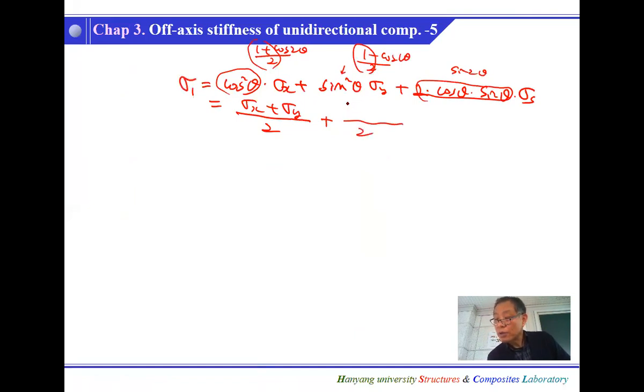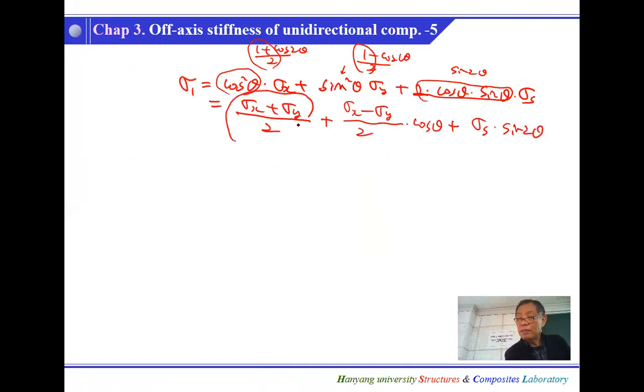So sigma x minus sigma y times cosine 2 theta plus sigma s times sine 2 theta. Okay, so this is like U1 and U2. These are a very similar concept to U1 and U2, and they are invariant.